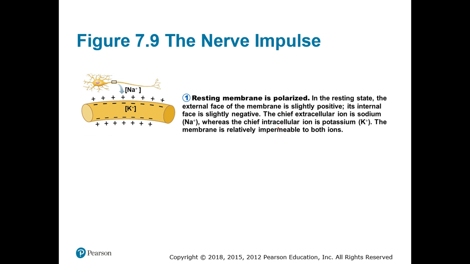So here's an example of a resting membrane that is polarized. Again, notice we're taking a little snippet off of the axon. Potassium is inside, sodium is out. Notice the inside gets a negative sign because it is negatively charged, and the outside is positively charged compared to one another.